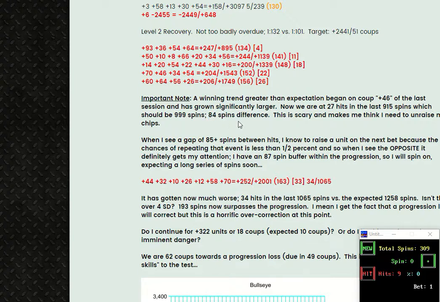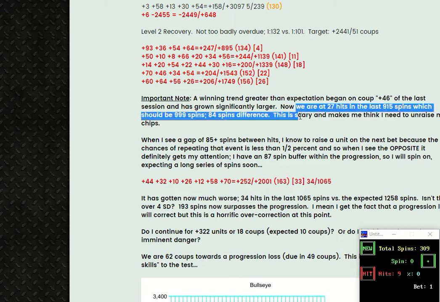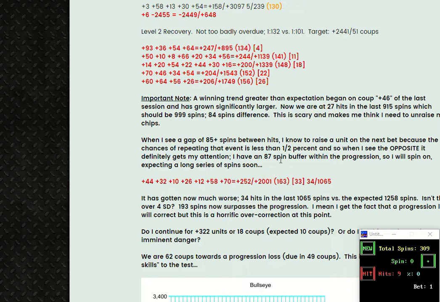spins. So it's not anything to seriously worry about yet, but I am a little bit overreacting in this particular post. But that's what you have a progression for. Yeah, it is scary. It is significant, but we have a progression of 171 bets. So that's why it's not quite as significant as I make it out to be. But I'm not happy about it. Why would we want to be 84 spins against us?